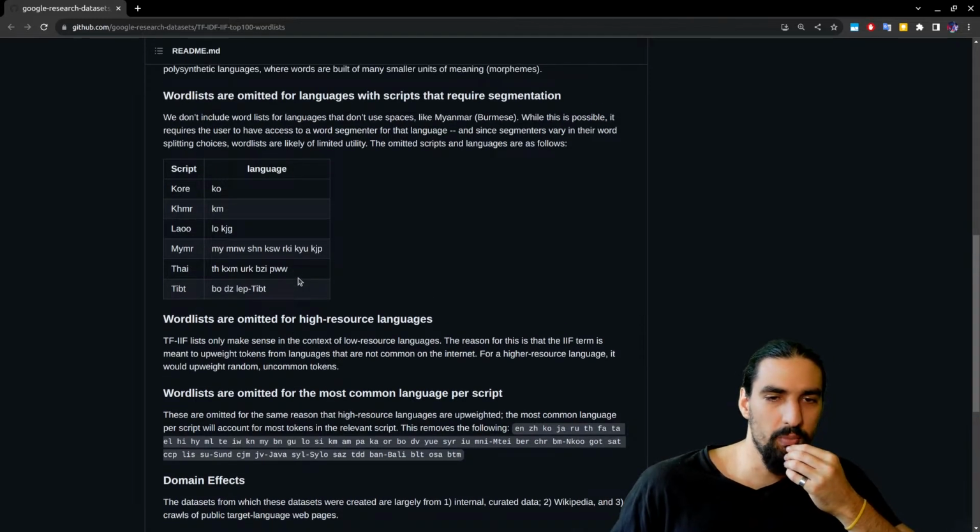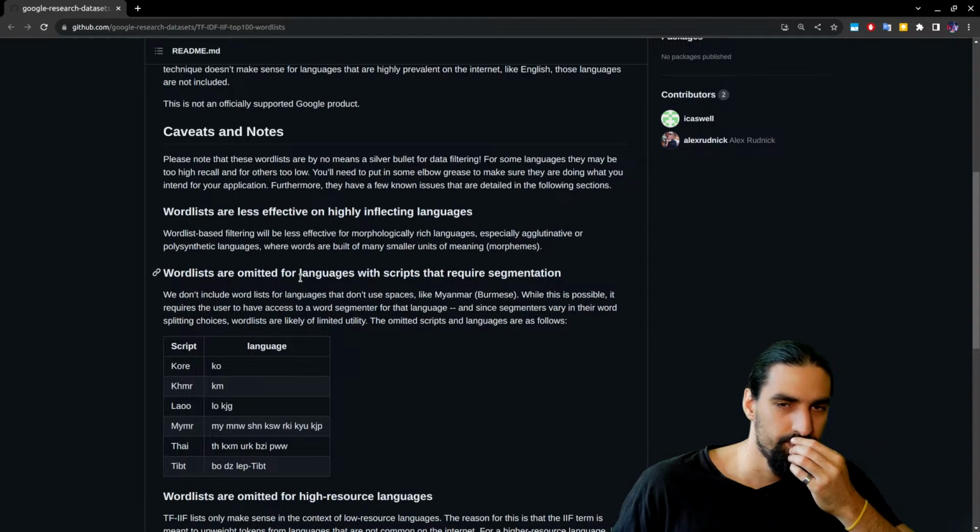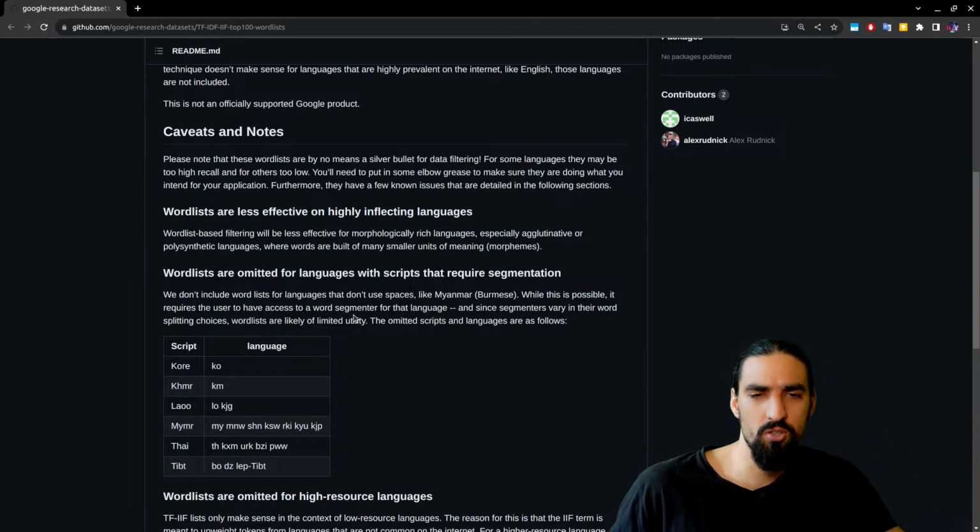Word lists are omitted for higher resource languages. We don't include word lists for languages that don't use spaces, like Myanmar. Burmese.